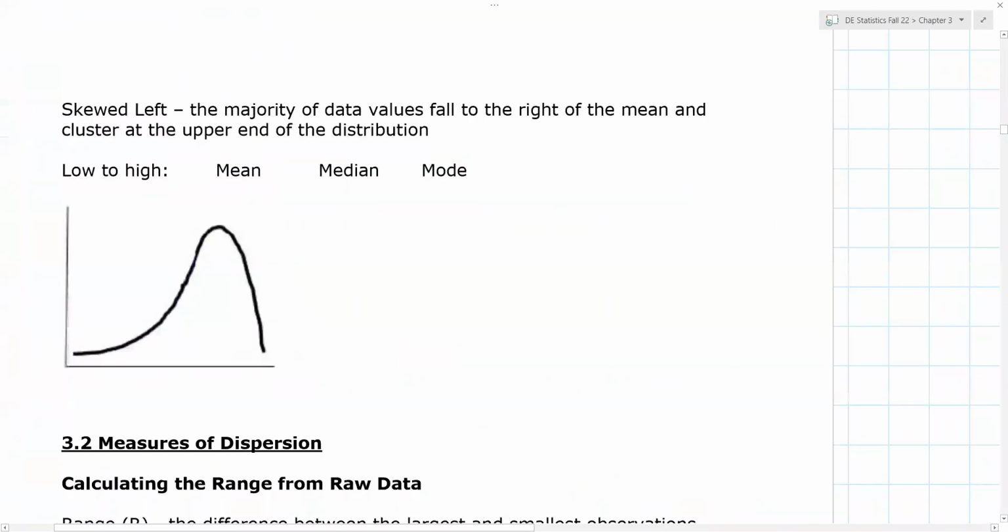And then we do the same thing on the other side. This is skewed left. And again, the mode is always the peak. The mean always gets pulled the furthest. And the median, just like in our data set, is always in the middle of our mean and our mode. It's either equal to, or it'll be in the middle of those three measures of central tendency.